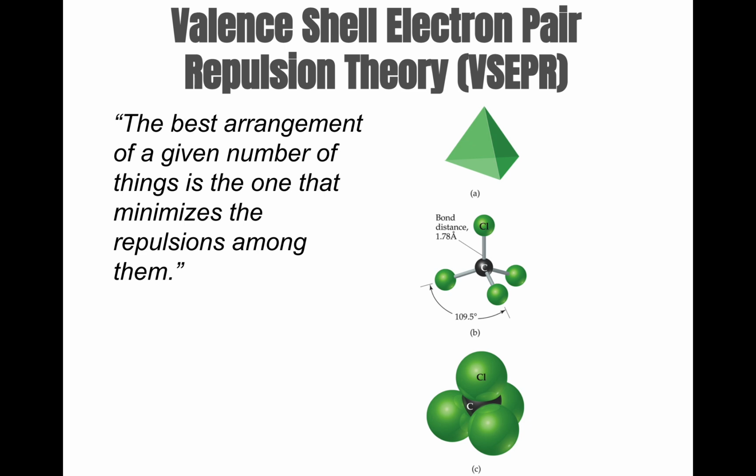All right, so VSEPR is just the valence shell electron pair repulsion theory. It states that the best arrangement of a given number of things is the one that minimizes the repulsion among them. So pretty much you're going to want to make sure that everything is spread out evenly, so that repulsion is balanced.